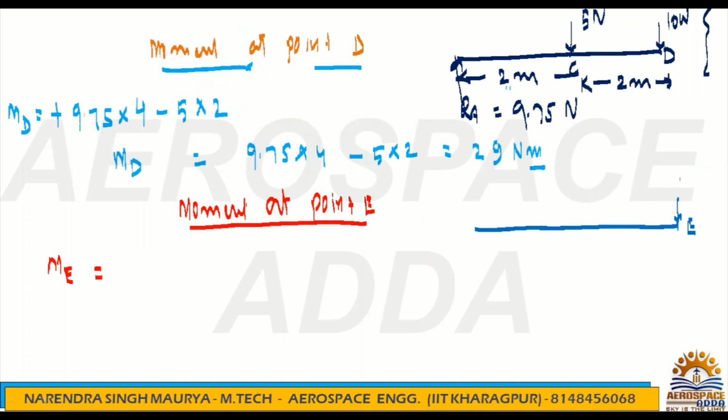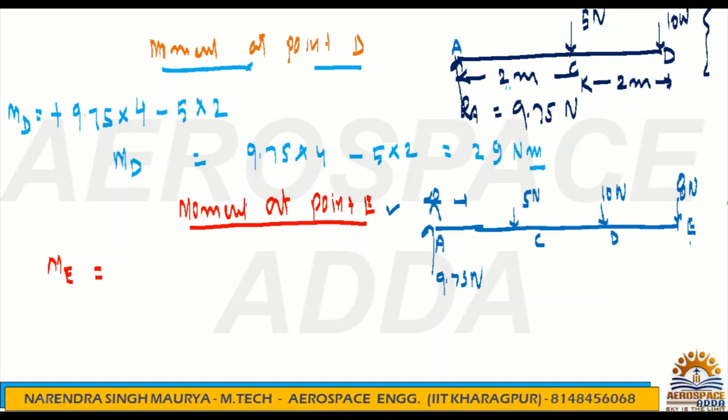Now if you are going to calculate moment at point E, from A to E, what are the forces you have to take? Like at point A, we have 9.75, that is reaction force. Then obviously point C will be there, and at that point C we have 5 Newton. Then again point D will also come, which is 10 Newton, and then we reach point E. Because we are talking about point E, we are moving from here to here, and we have to reach point E.